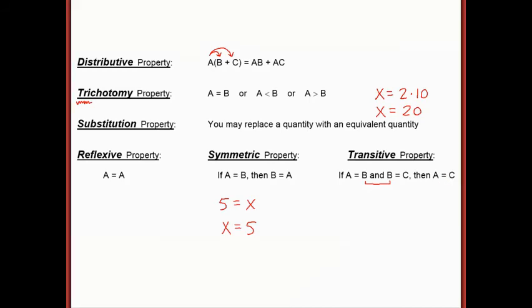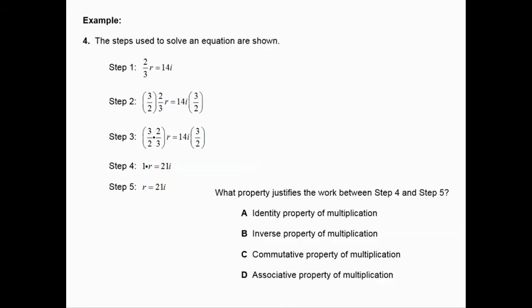So let's look at our one example for the properties, example 4. The steps used to solve an equation are shown. So we have 5 steps to solve this equation. The question: what property justifies the work between step 4 and step 5? So we're talking about between step 4 and step 5 right here. What's happening? What's changing?